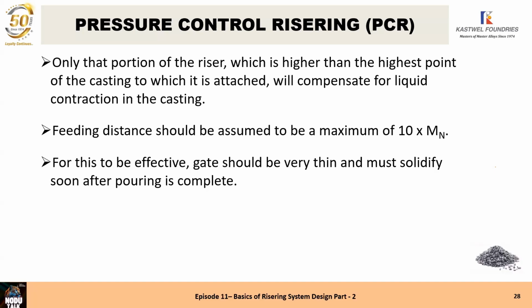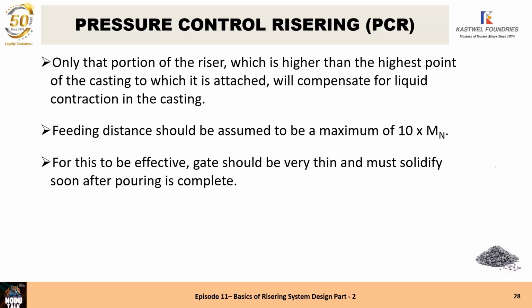The feeding distance should be assumed to be a maximum of 10 times the neck modulus. What is the feeding distance? The distance to which the metal from the riser can go into the casting cavity and feed the shrinkage is known as the feeding distance of the riser metal. The feeding distance of the riser is assumed to be a maximum of 10 times the riser neck modulus. For this to be effective, the ingate should be very thin and must solidify soon after the pouring is complete.